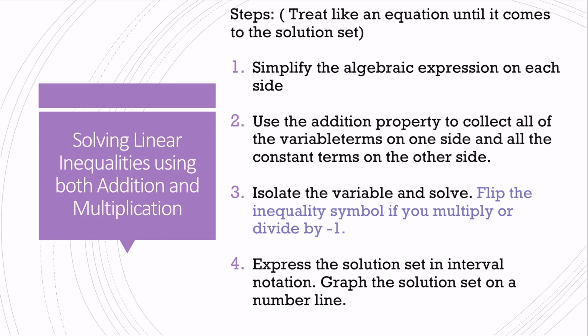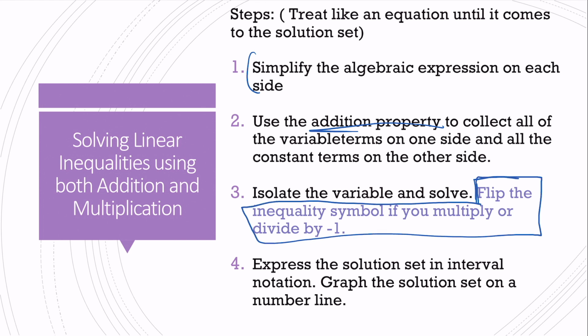So in order to solve linear inequalities, we treat them pretty similar to equations, but not exactly. So we still need to simplify our algebraic expression on each side. We can use the addition property and the property of multiplication to get our variable terms on one side and the constants on the other. The difference is I have to flip the inequality symbol if I divide by a negative. So if I multiply or divide by a negative, I have to flip the sign.